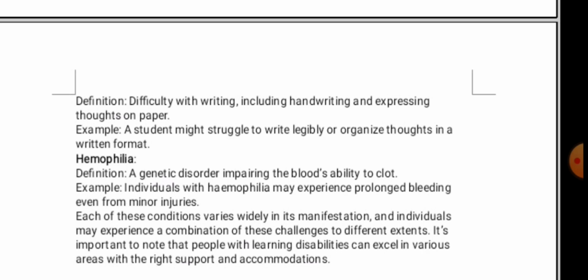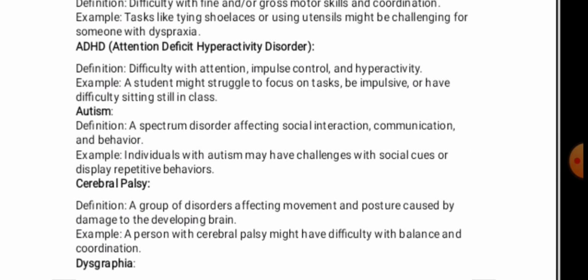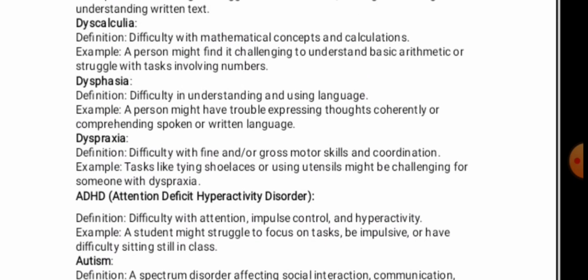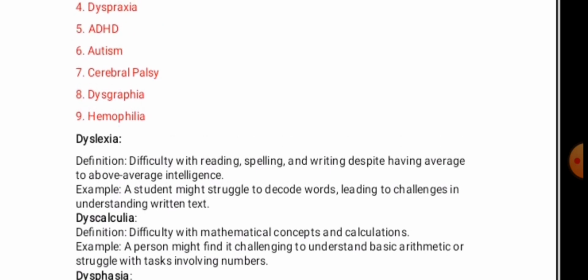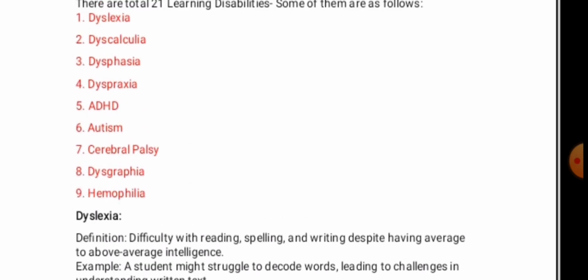So we as teachers have discussed so many types of learning disabilities, but it does not mean that children who have these difficulties, like hemophilia, dysgraphia, cerebral palsy, autism, attention deficit hyperactivity disorder, dyspraxia, dysphasia, dyscalculia, dyslexia, cannot learn or cannot excel in life. We cannot just conclude this, because it all can be corrected by following a correct approach, right?